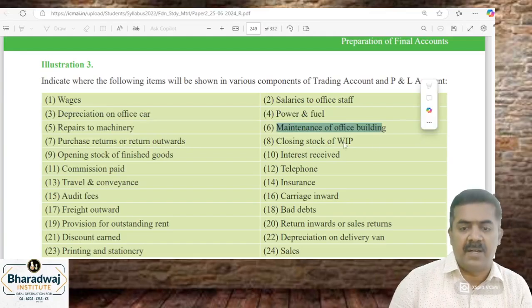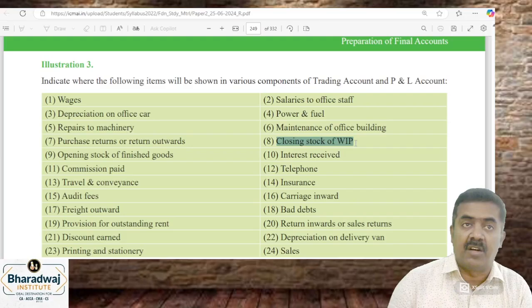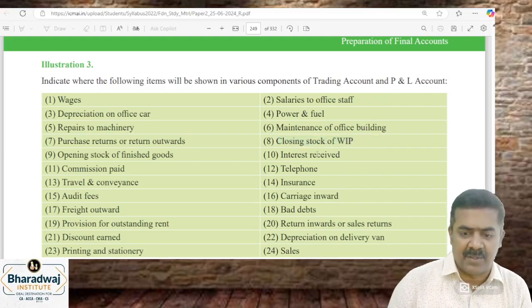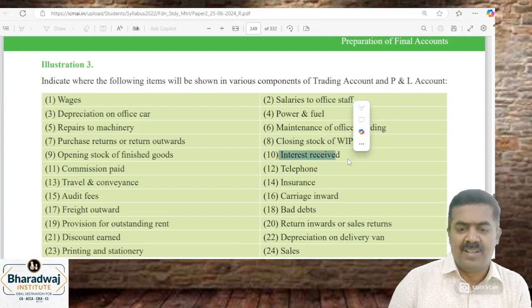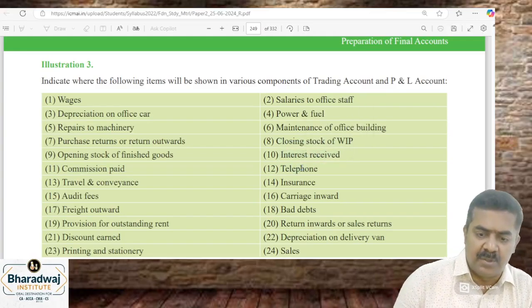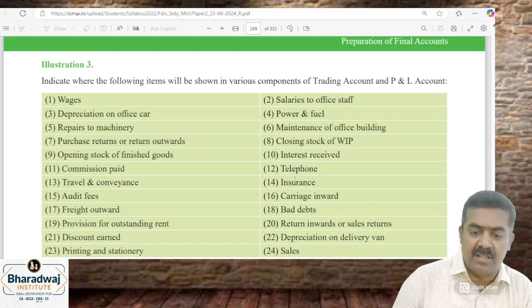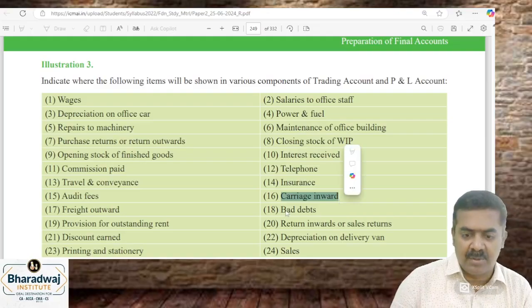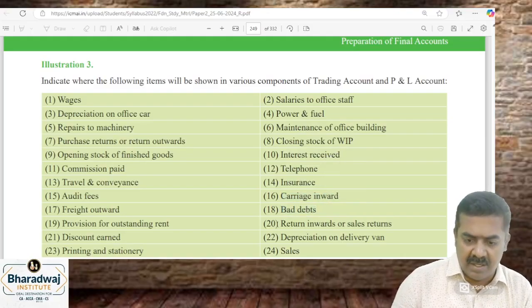Maintenance of office building, P&L. Closing stock of WIP, manufacturing account. It will come in manufacturing account, not in trading P&L account. Interest received, telephone charges, insurance, carriage out in P&L. Carriage inwards, trading account. Bad debts, P&L account.